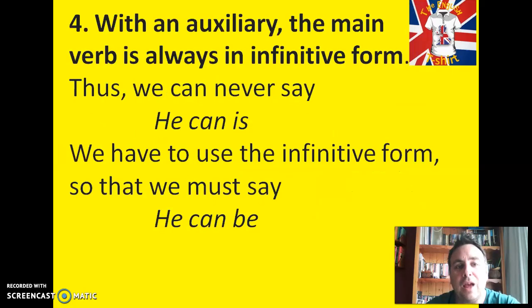Right? 4. With an auxiliary, the main verb is always in infinitive form. Thus, we can never say he can is. We have to use the infinitive form so that we must say he can be.